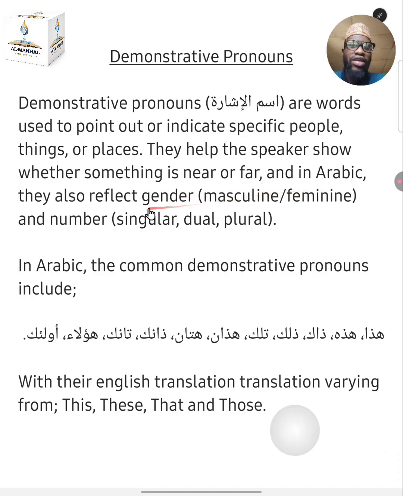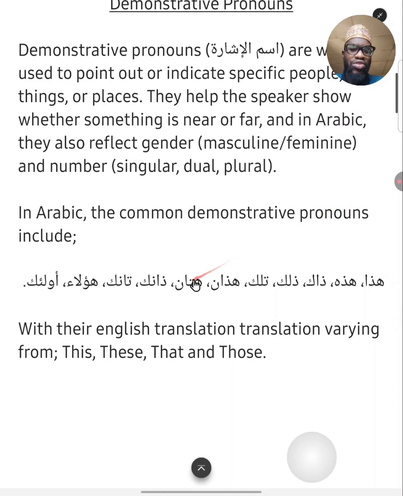And in Arabic, they also reflect gender. Meaning with these demonstrative pronouns, it is easy to know the gender of what we are referring to. This is not the case for demonstrative pronouns in English. You see this, that, those. There's nothing like reflection of gender there. If I say the word this, it doesn't indicate whether what I will be referring to is a boy or a girl, a masculine or a feminine. But in the case of Arabiya, there is a clear difference between haza and hazihi.